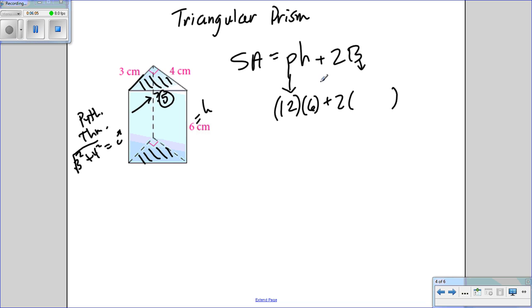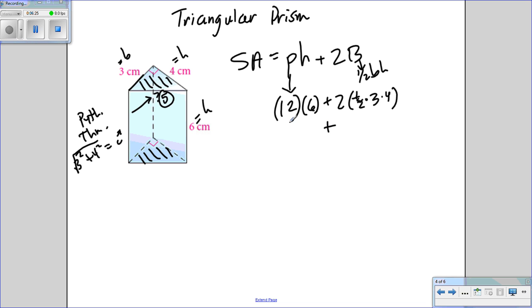Now again, my area formula is going to depend on the type of base I have. In this case, it's a triangle, so it's 1/2 base times height. So it's going to be 1/2. Now the base of a right triangle is any of the 2 legs. I'm going to deem that 3 is my base, 4 is my height. So that'd be 3 times 4.